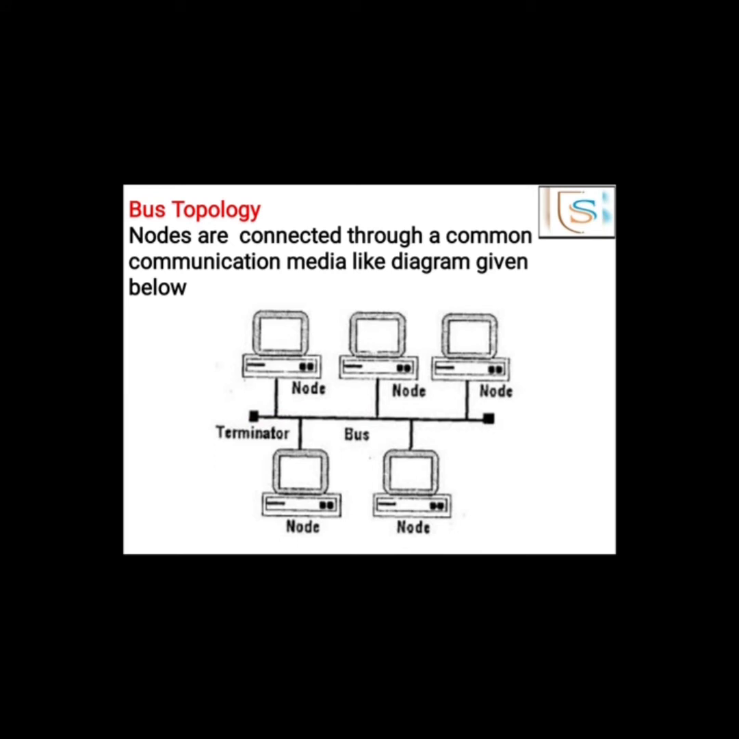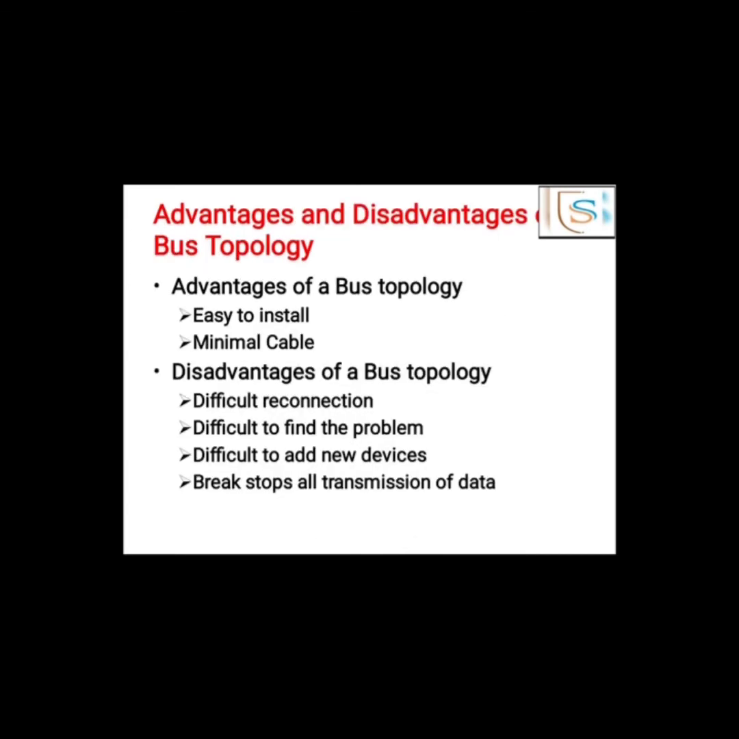That means there should be a kind of joint on this single cable. Nodes are connected through a common communication medium like the diagram given below. So in this way, your computers are arranged in a bus topology.